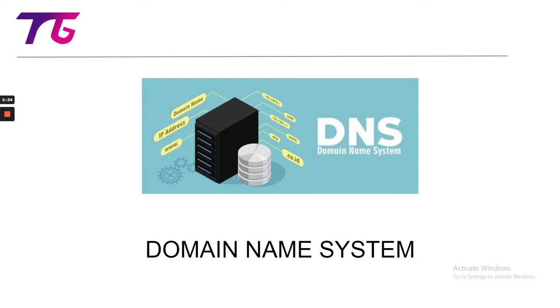Now, what does DNS do? DNS means domain name system. It keeps the record of IP addresses and their domain names in the form of a table, in tabular format. Whenever a request is generated, it finds its IP address according to its domain name.